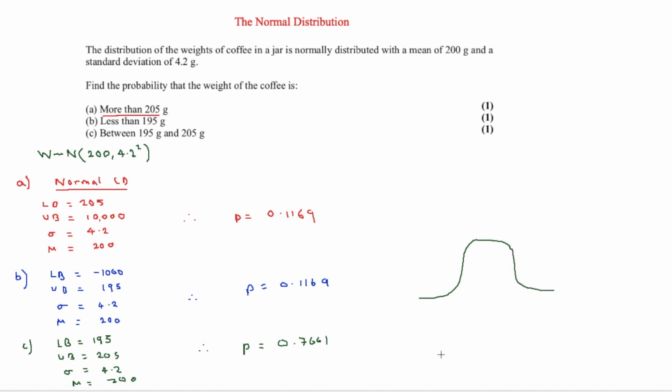If you were to look at it on a normal curve, this is our bell-shaped curve here. If we were looking at, say, 195 there, and 205 there, you go up here, and the area we've just worked out is this area here. That is the area of 0.7661, because on a continuous function, the area beneath the curve is the probability.